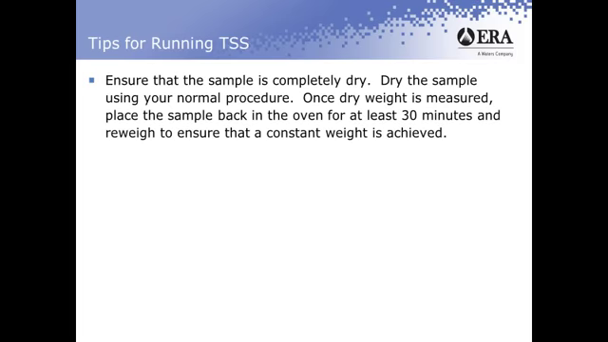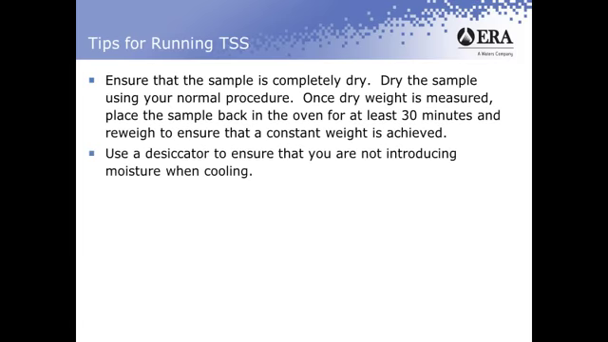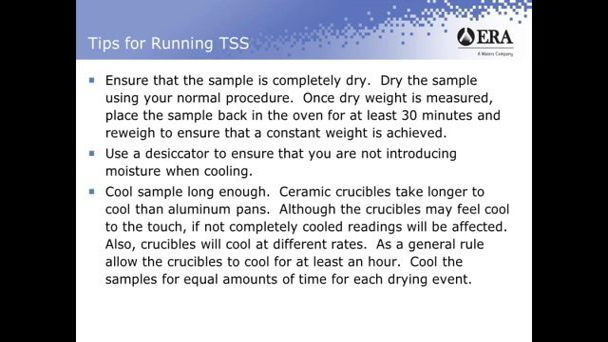You also want to make sure that you use a desiccator so that you're not introducing any moisture when cooling that sample. The last point I want to bring up is to make sure that you cool your sample long enough. Many of you will use aluminum pans and the 47 millimeter filter paper along with that. Those pans tend to cool completely within about 15 minutes. But some of you will use these ceramic crucibles, or what we call Gooch crucibles. Those crucibles take a lot longer to cool than the aluminum pans do.